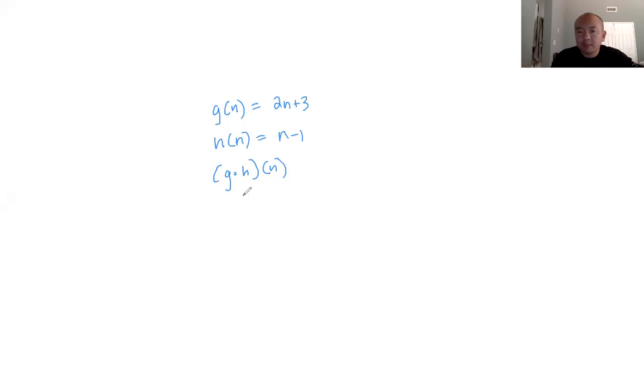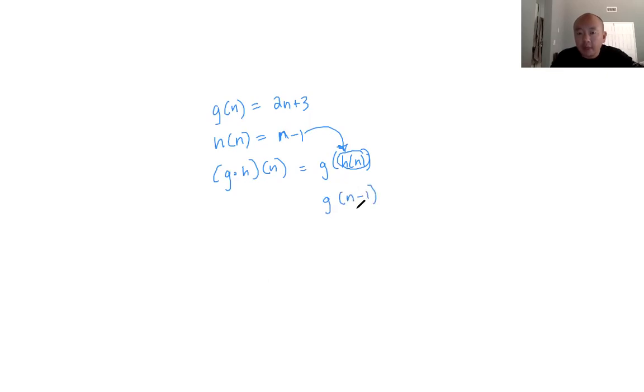I'm going to start off with this here. This ends up equaling what? The g of h of n. So here's the h of n. I'm going to substitute the n minus 1 in for this function here, so it'll be g of n minus 1.